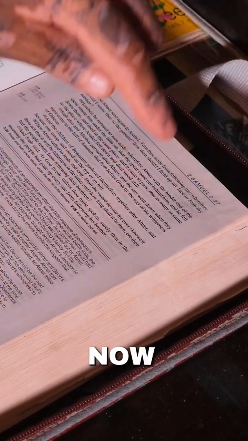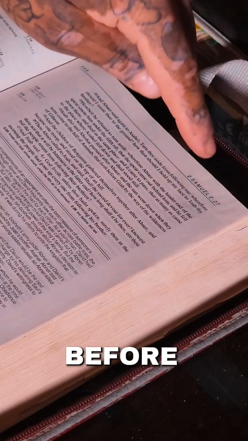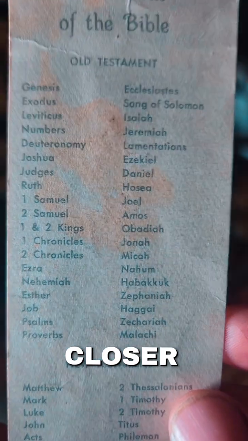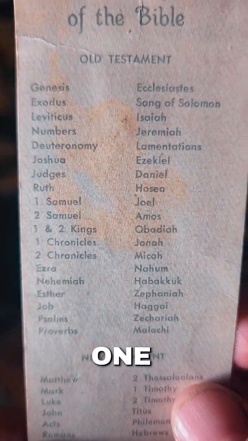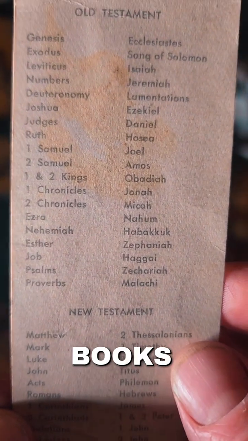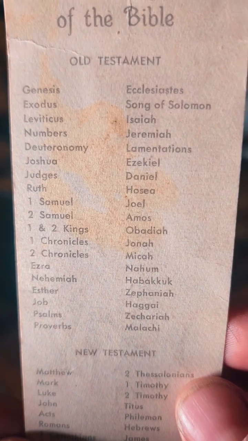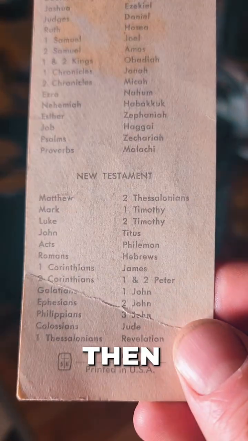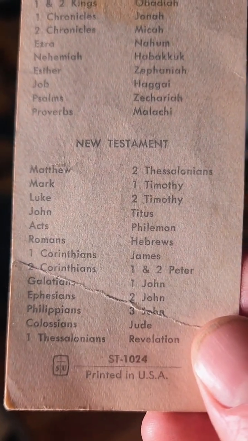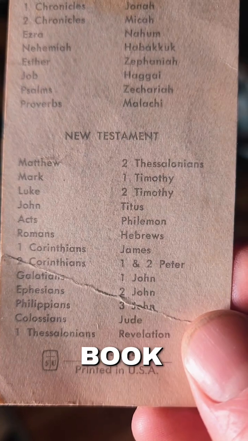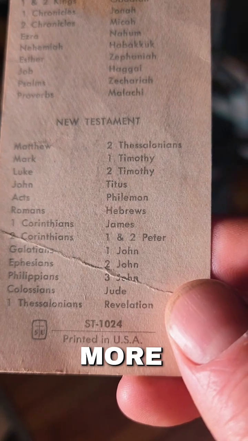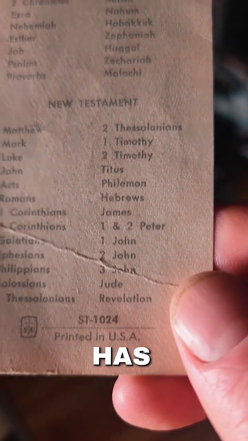Right? Now, occasionally, you'll get a number before the book. So if we turn this bookmark around, we'll get to see a closer look at which books have more than one. So you got Samuel has 2 books, Kings has 2 books, Chronicles has 2 books. Those in the Old Testament. Then when we go to the New Testament, Corinthians has more than 1 book, Thessalonians has more than 1 book, Timothy has more than 1 book, Peter has more than 1 book, and John has more than 1 book.